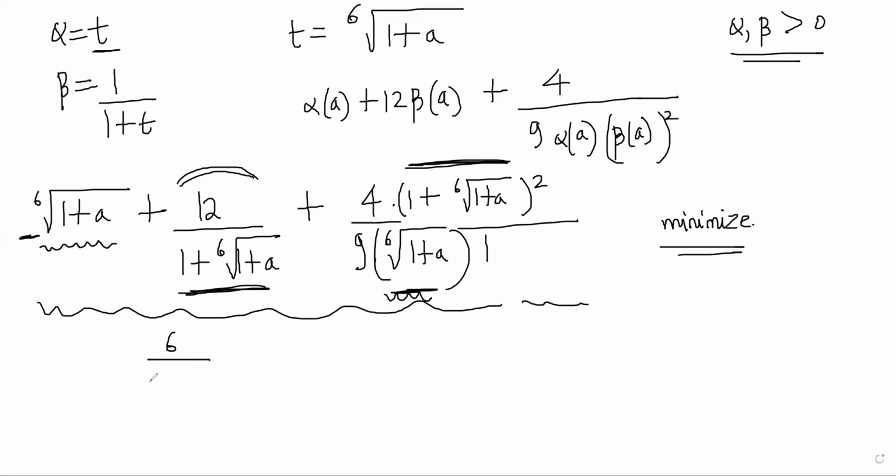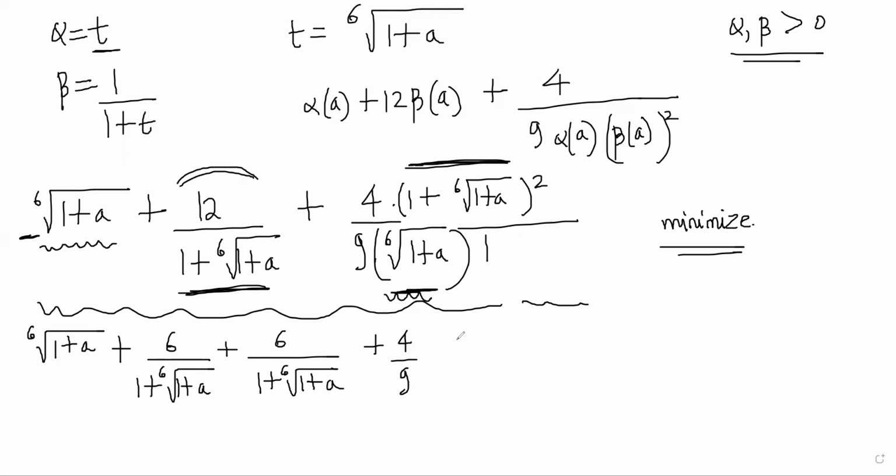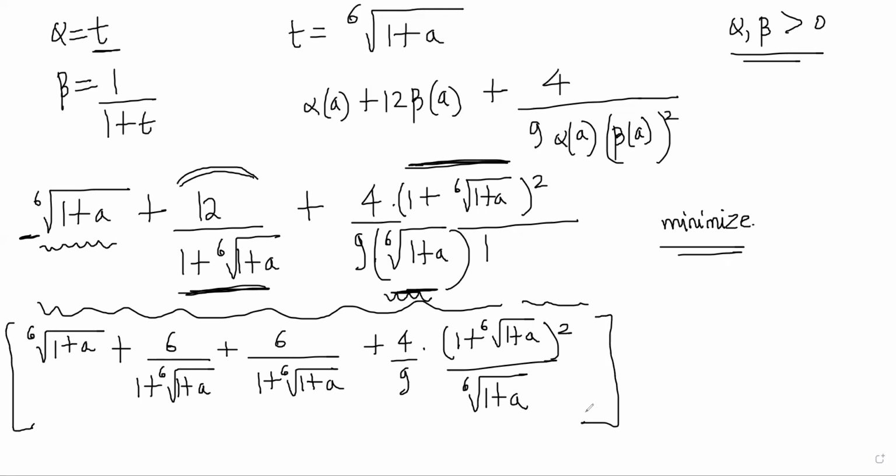So we can write it as 6 by 1 plus root over 1 by a, plus 6 by 1 plus root over 1 plus a, and this we'll keep as it is, and we'll say plus 4 by 9, 1 plus 6th root of 1 plus a whole square by 6th root of 1 plus a. This is the same expression as the previous one, but what we have done is split this term so that we have two terms with this. So when we do AM-GM, it will work out very nicely because these will cancel this part, right?